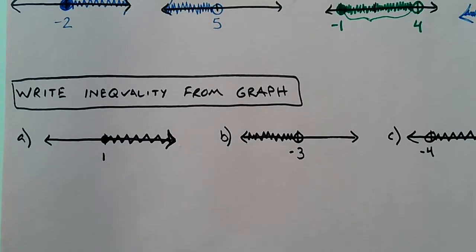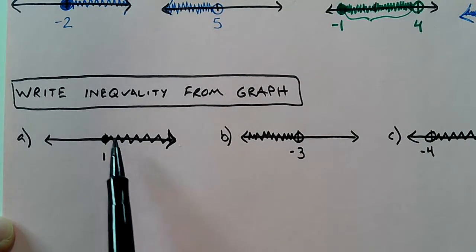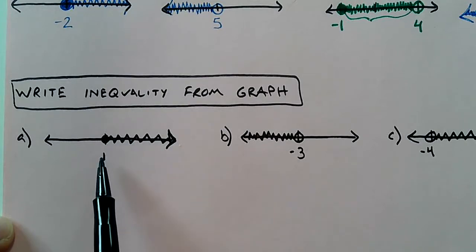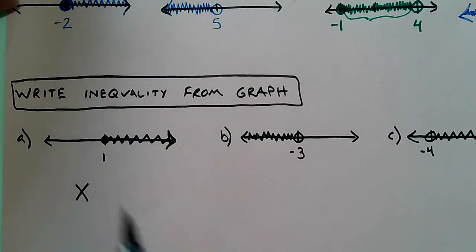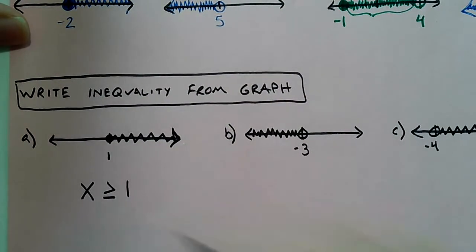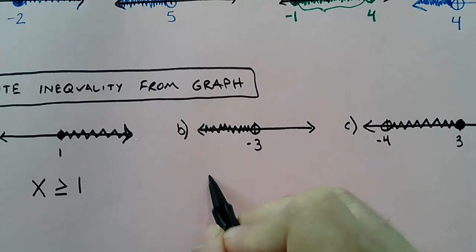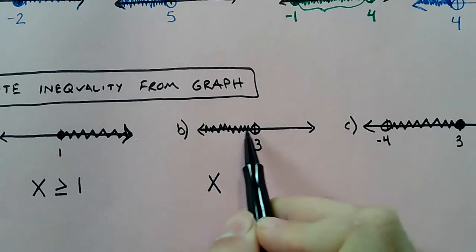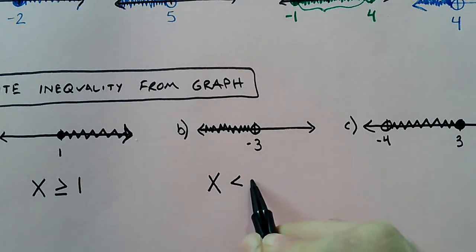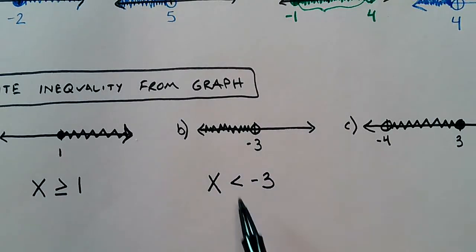All right, let's look at another review piece, writing the inequality from the graph. All right, so what is this visually representing? All these numbers are greater than 1, including 1. So what does that look like? Well, all of our values are greater than 1, including 1, or greater than or equal to 1. In B, all of our values are less than -3, because -3 is a boundary point. Does it include -3? No, it's an open circle, so we will not put an equal to on our inequality symbol.